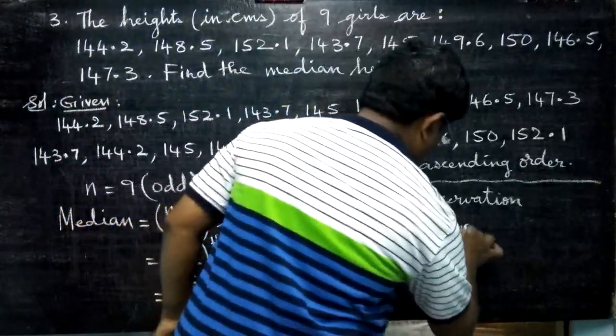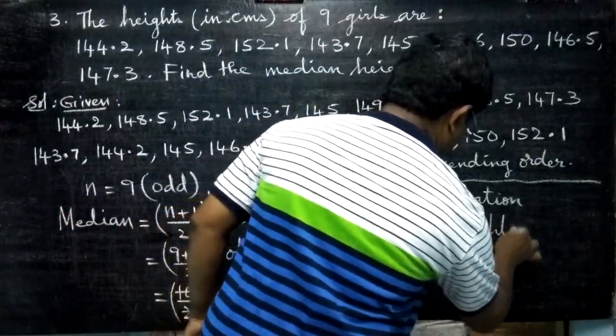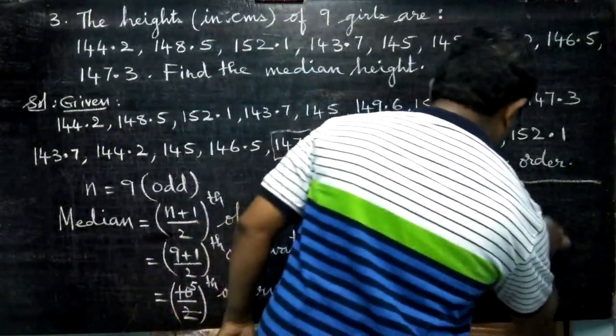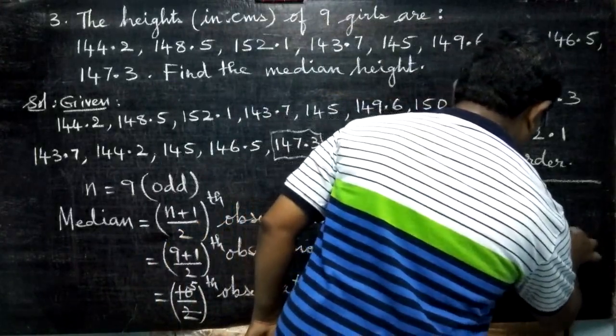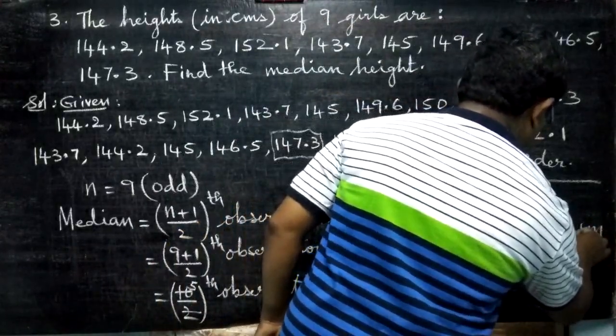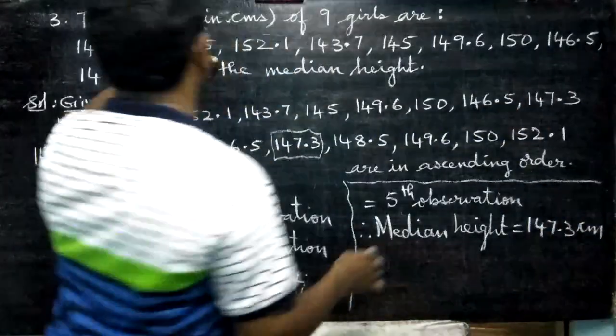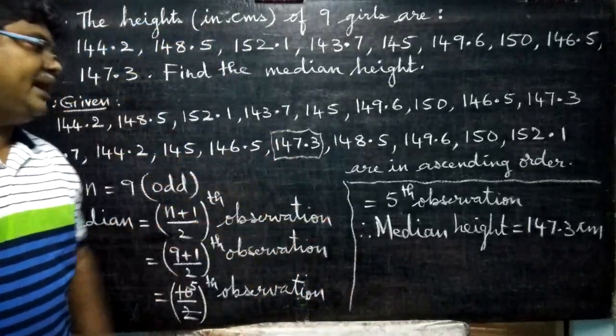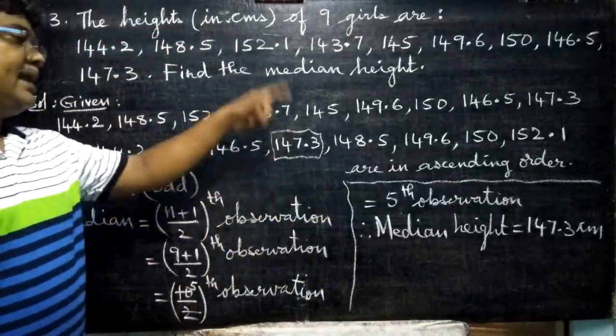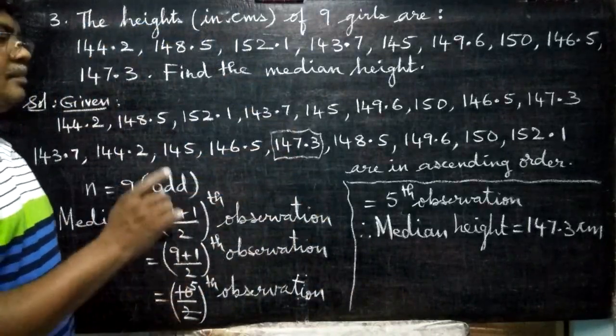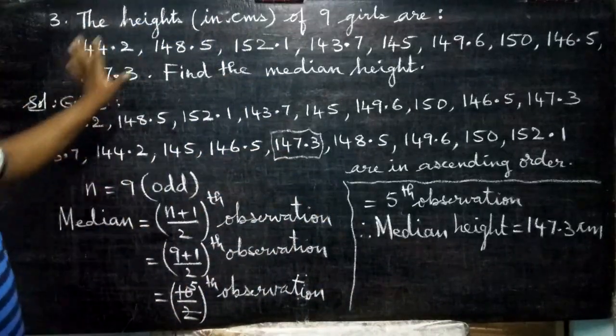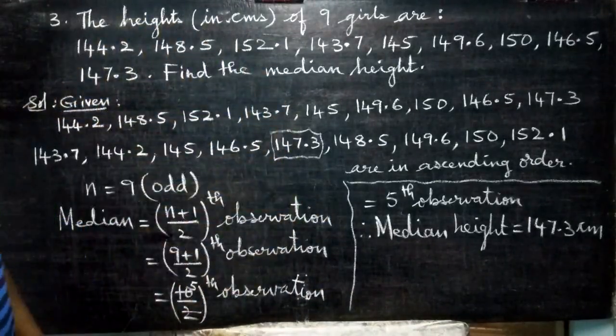height. They told us to find the median height only. Therefore, the median height is equal to 147.3. It is in centimeters, since they gave it in centimeters. So, the median height of the 9 girls is 147.3 centimeters. This is the way of doing these median problems.